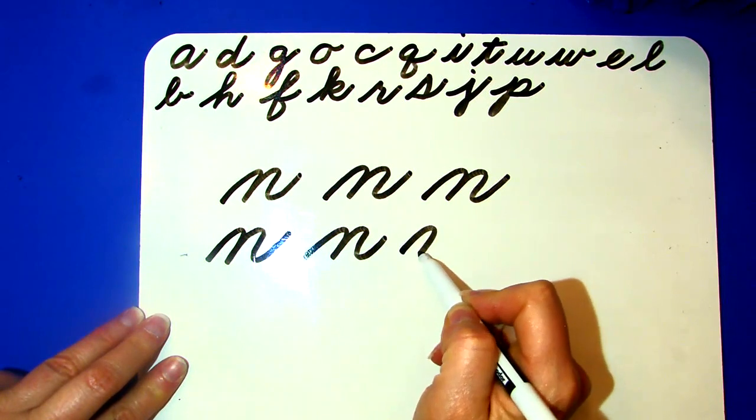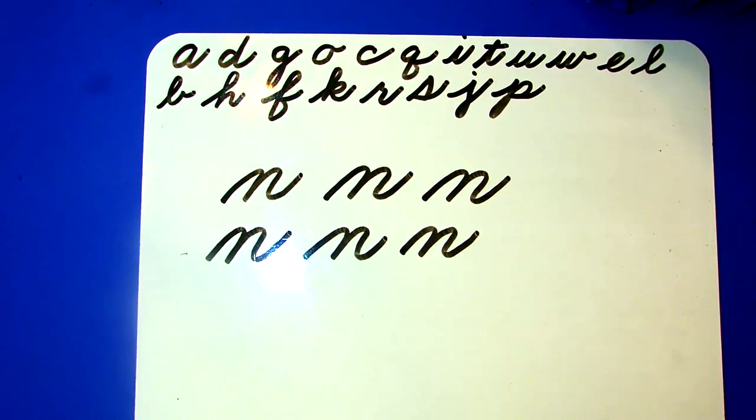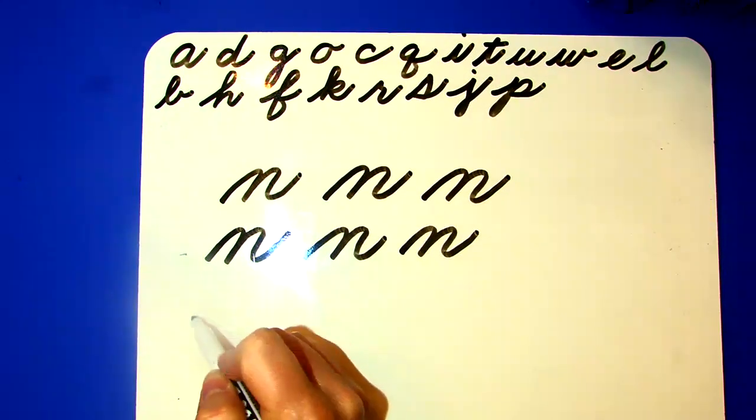Up and overcurve, pull back. Up and overcurve, pull back. Undercurve. There's your lowercase n. Let's try some connections or joinings before we go on to lined paper. Let me show you NN.